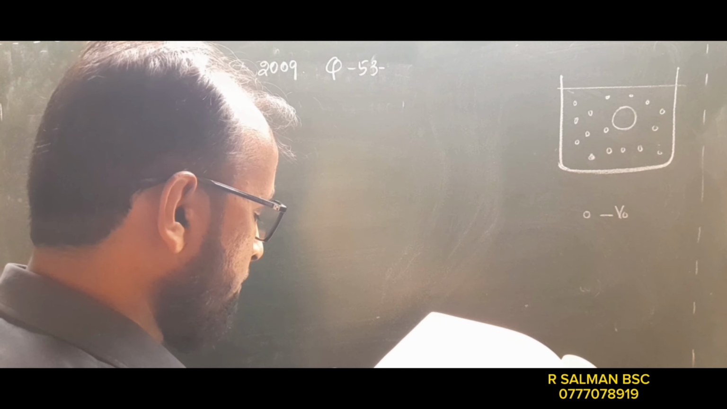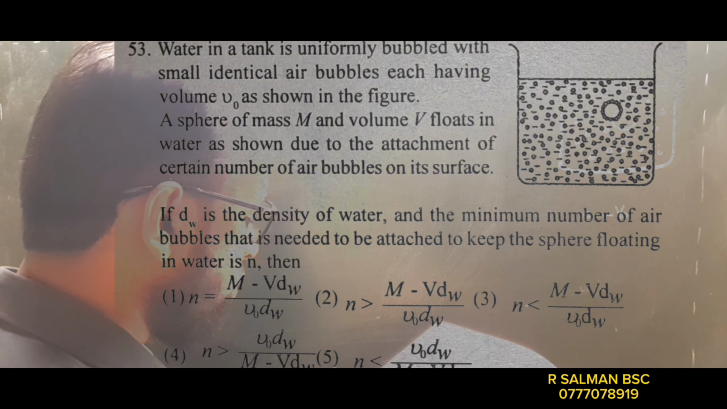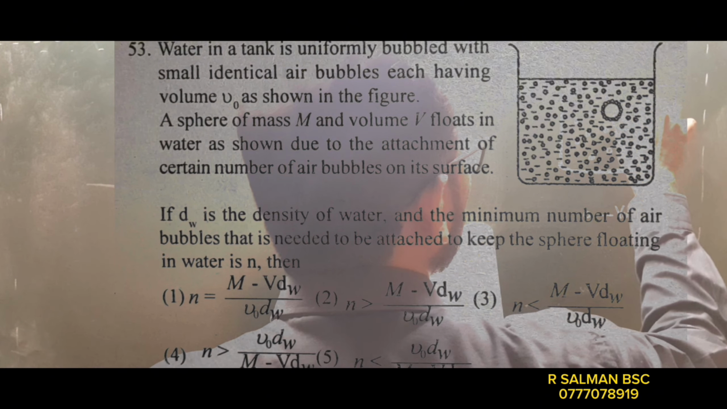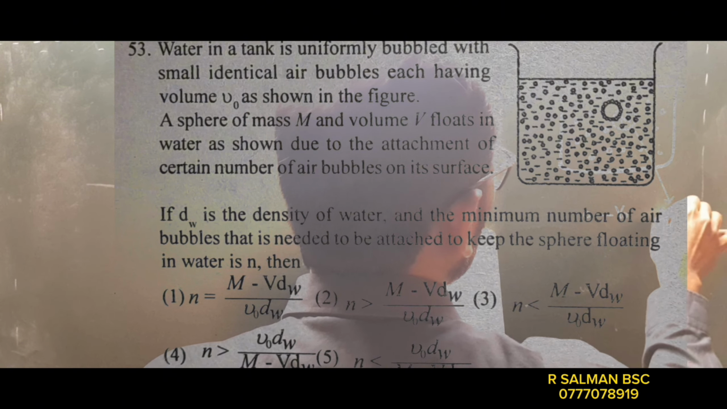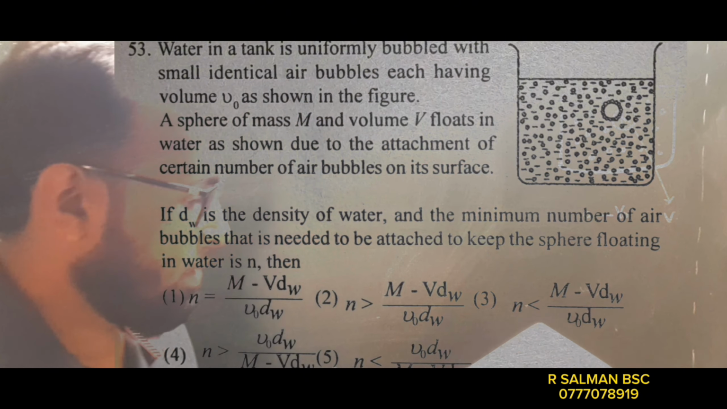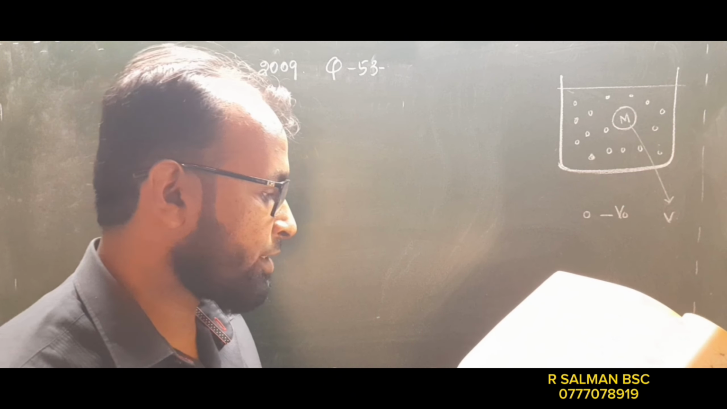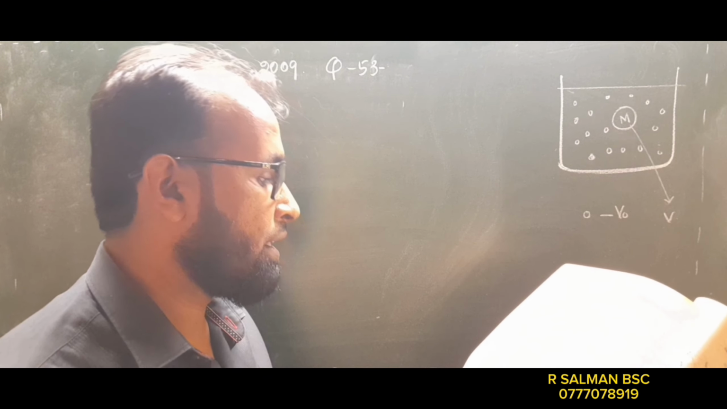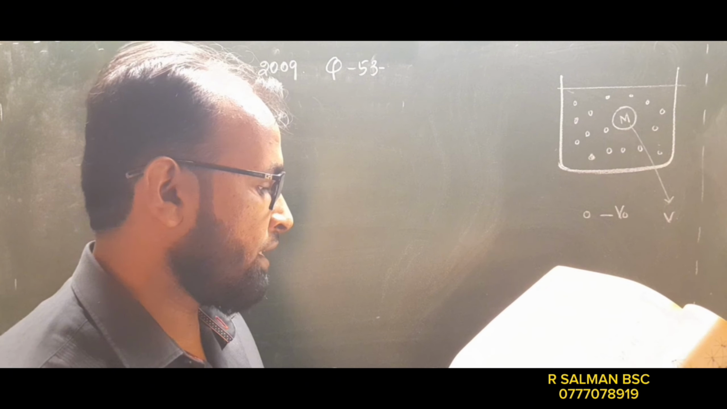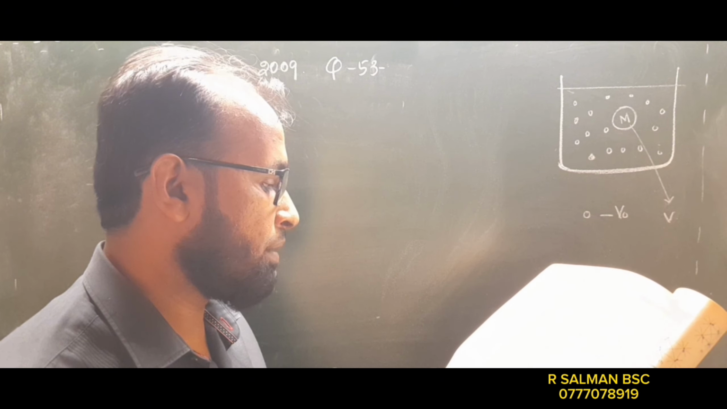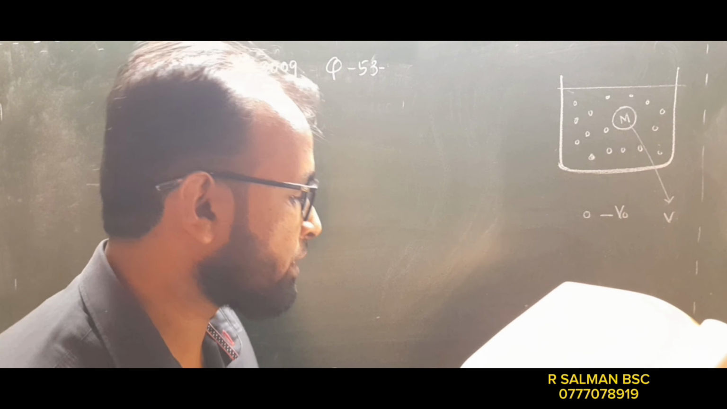A sphere of mass capital M and volume V floats in water, as shown, due to the attachment of a certain number of air bubbles on the surface. If dW is the density of water, what is the minimum number of air bubbles that needs to be attached to keep the sphere floating in the water?